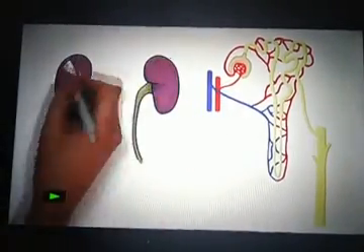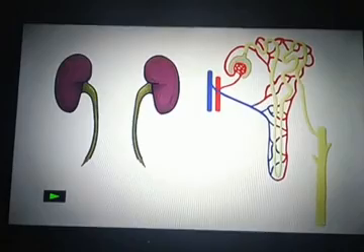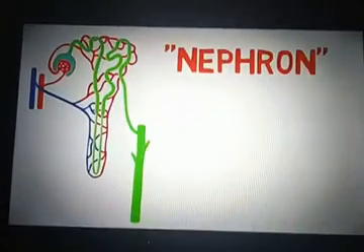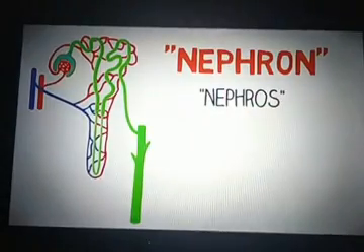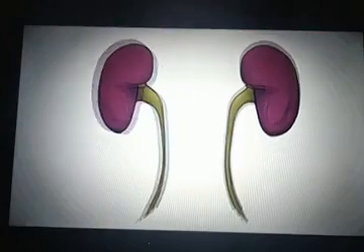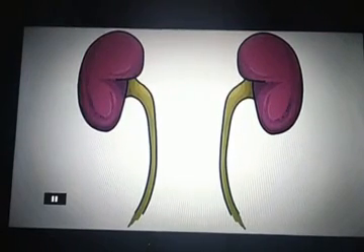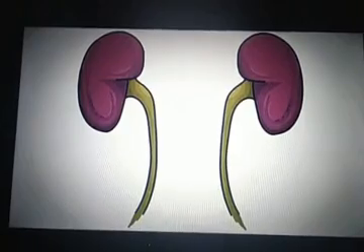Let's learn today about the structure of the nephron. As you can see on the screen, the structure of the nephron and the two kidneys. A nephron is the basic and functional unit of the kidneys. It is derived from a Greek word, nephros, and nephros means kidney. So it's also called the nephron.